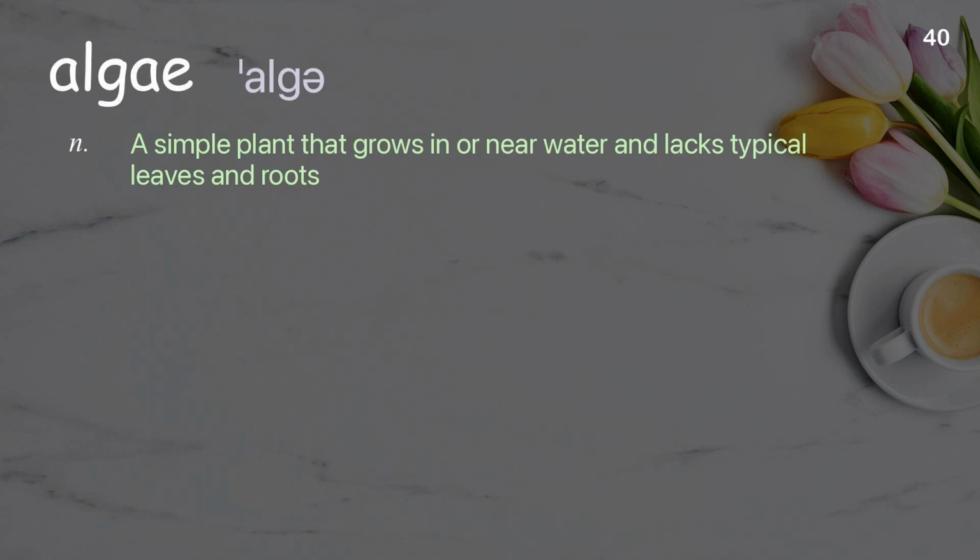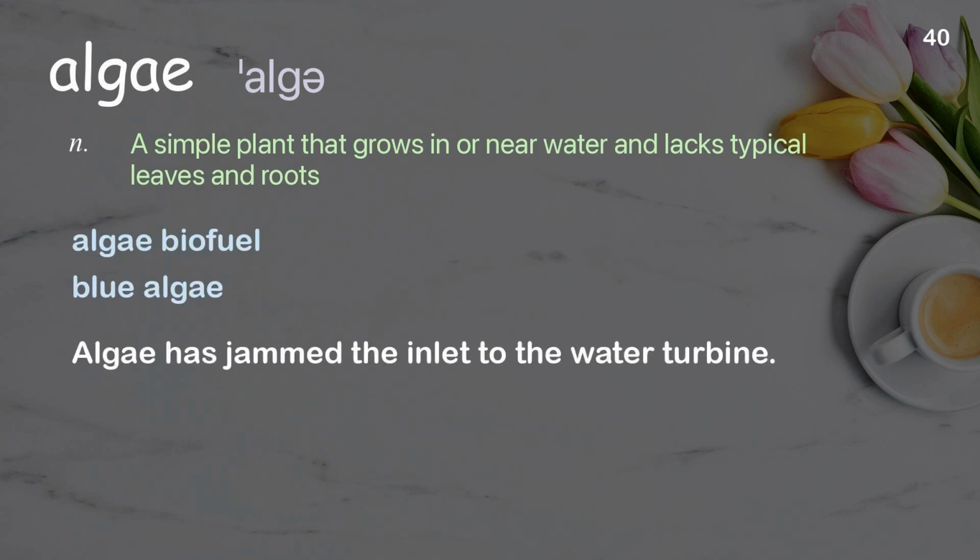Algae. A simple plant that grows in or near water and lacks typical leaves and roots. Examples: Algae biofuel. Blue algae. Algae has jammed the inlet to the water turbine.